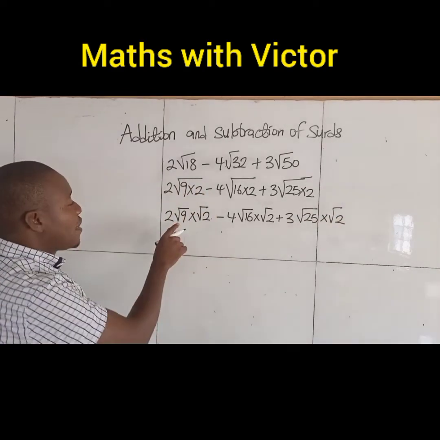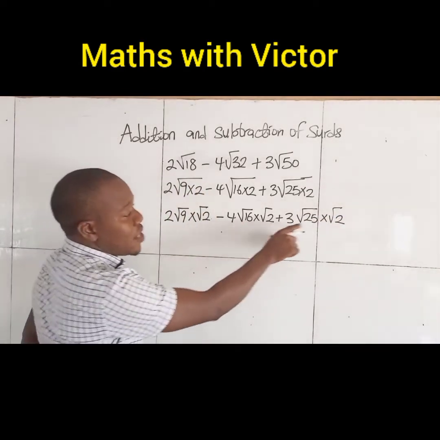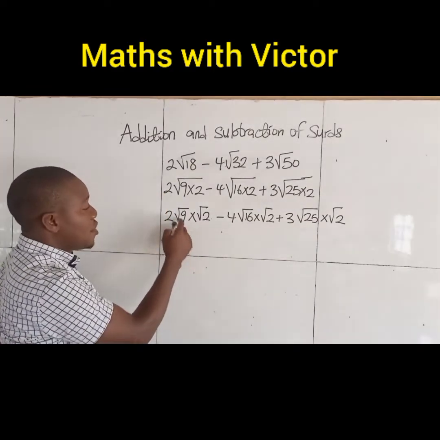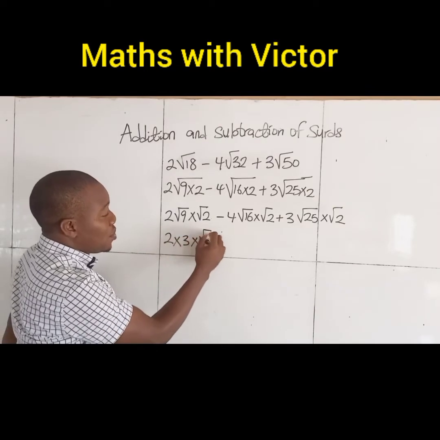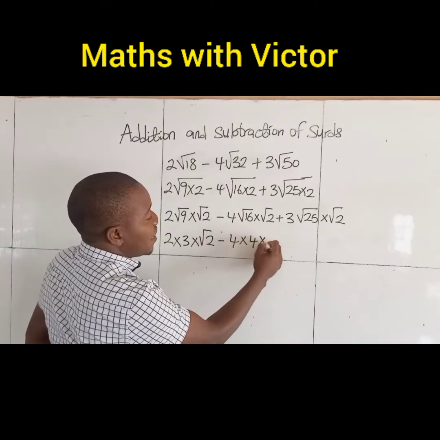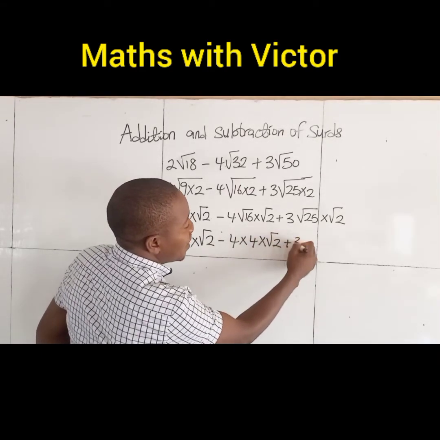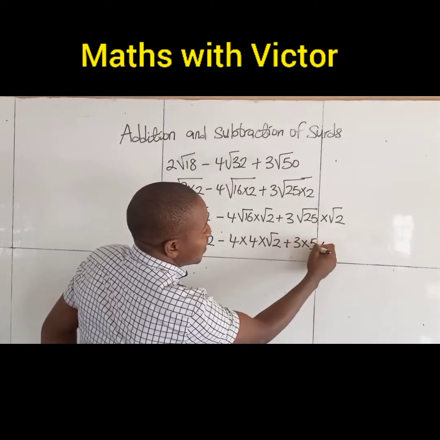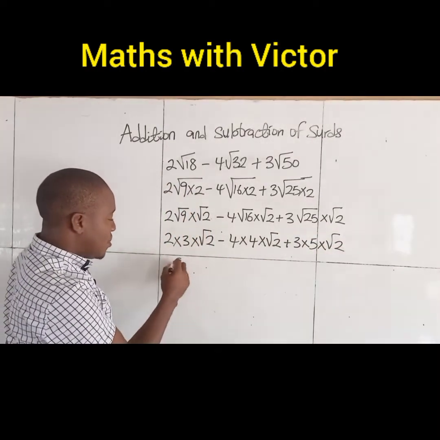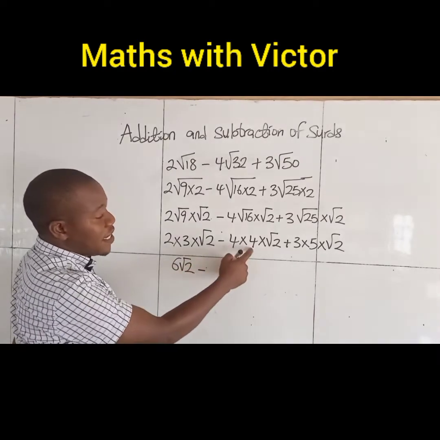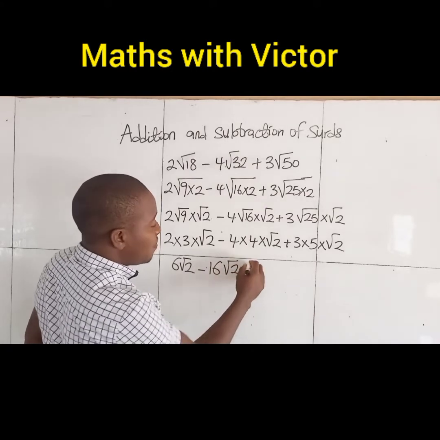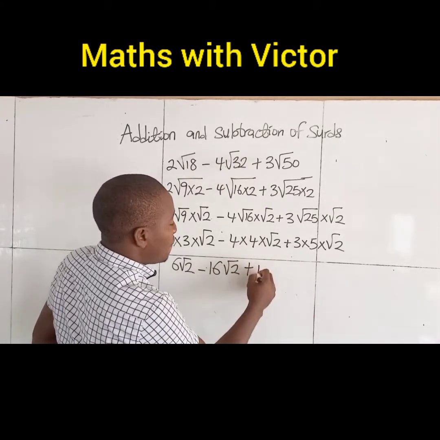When I proceed further, we can find the square root of 9, square root of 16, square root of 25 because they are all perfect squares. So this is 2 times square root of 9 is 3 times root 2, minus 4 times square root of 16 is 4 times root 2, plus 3 times square root of 25 is 5 times root 2. 2 times 3 is 6. So we have 6 root 2 minus 4 times 4, 16. So I have 16 root 2, then plus 3 times 5, 15.